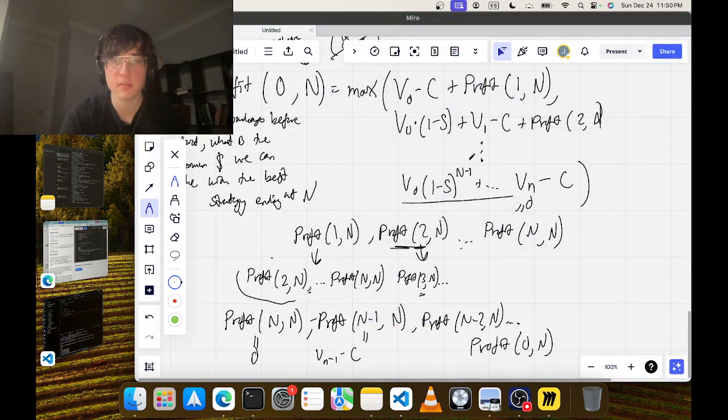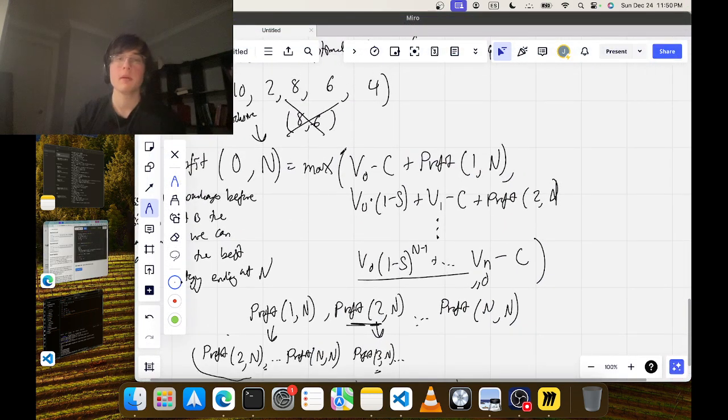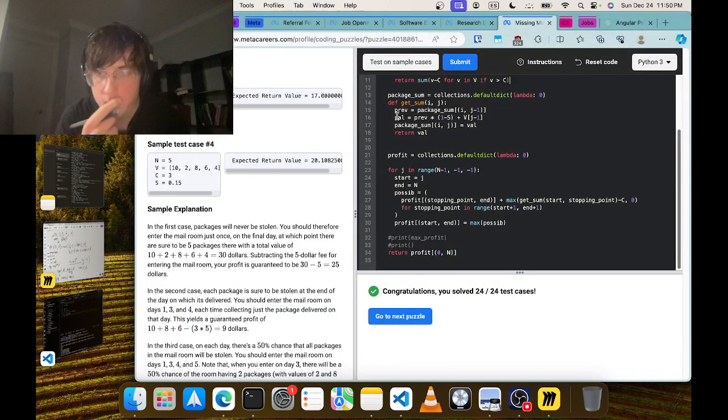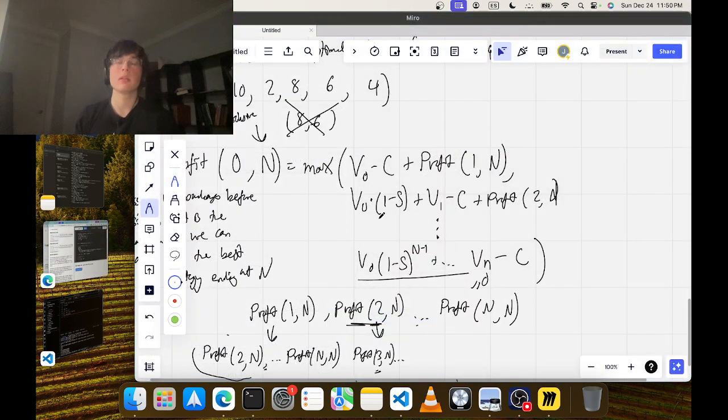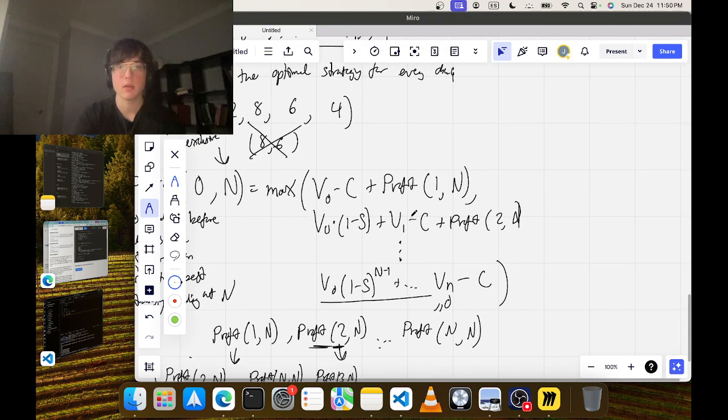So what I did is I defined a stopping point. Let me see. Some starting point, profit, stopping point, end. I think I flipped it around. Did I possibly flip it around? No, I didn't. So my stopping point is when we are going to sell the packages that we have been accumulating from the beginning. Let me write that down.